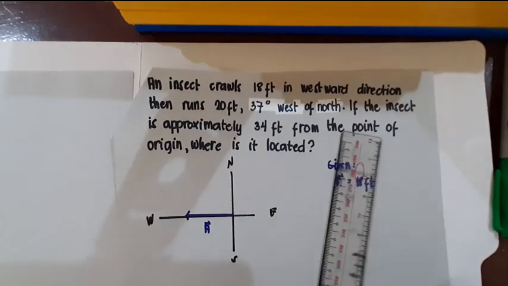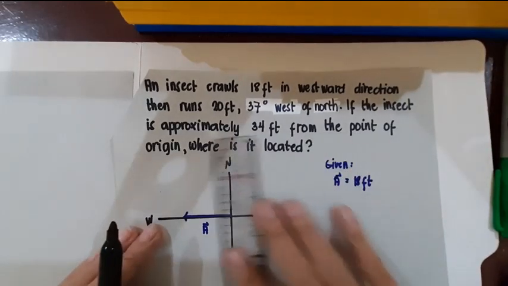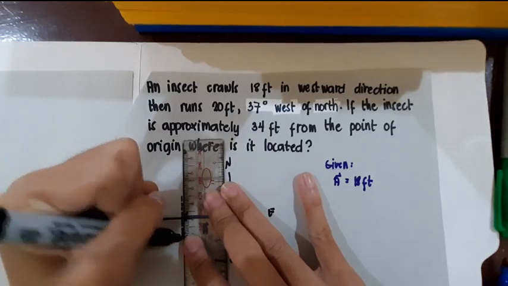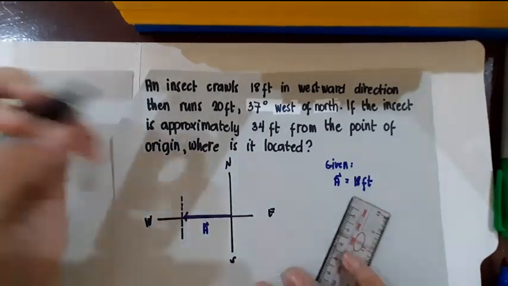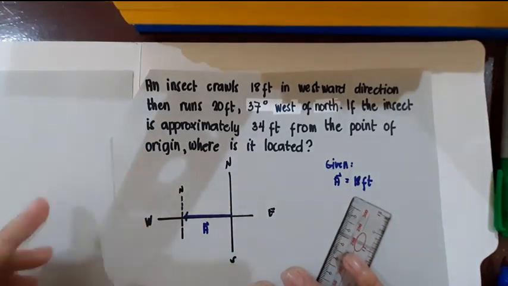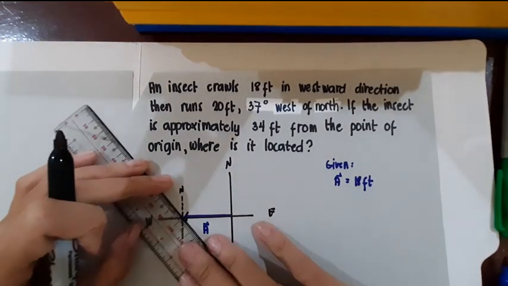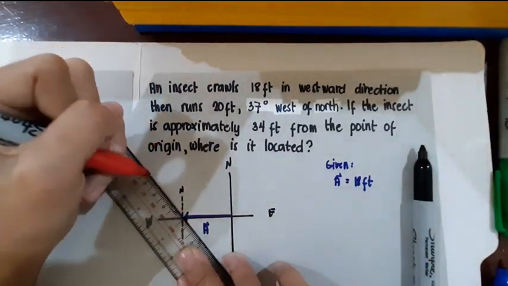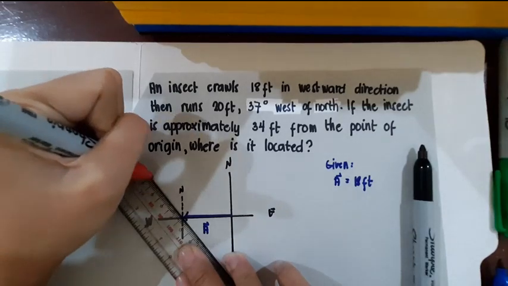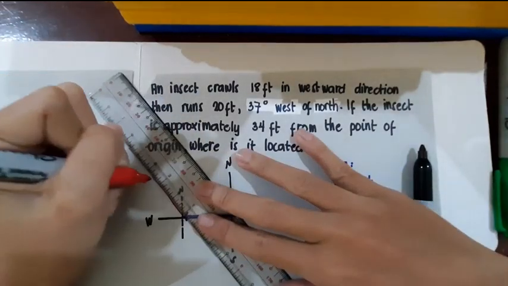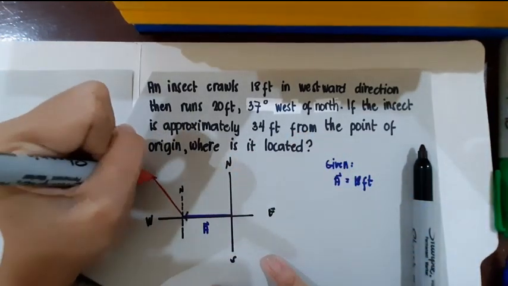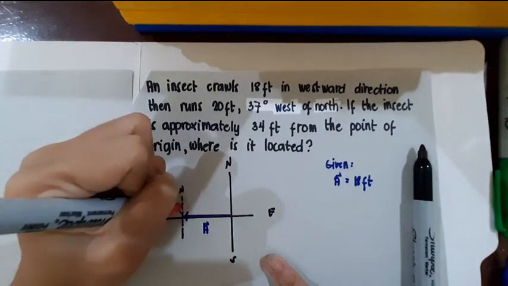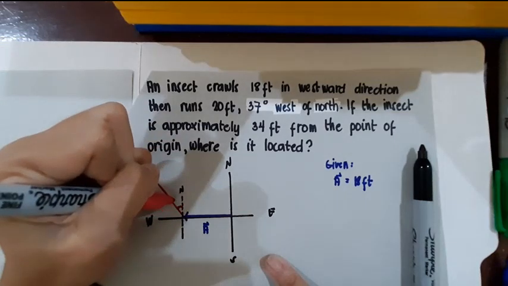And then it runs 20 feet, 37 degrees west of north. So, west of north, let's say we have another plane here. This is your north. So, west of north, 37 degrees. That's 20 feet. This is now your vector B, the 37 degrees west of north. It is here.